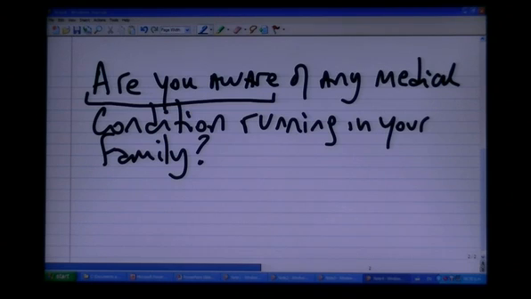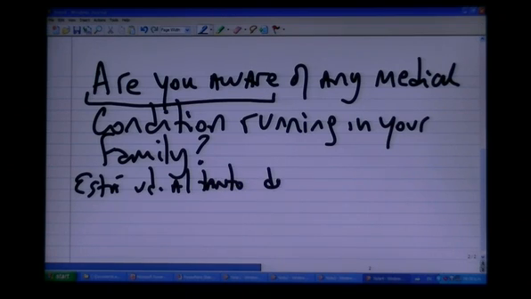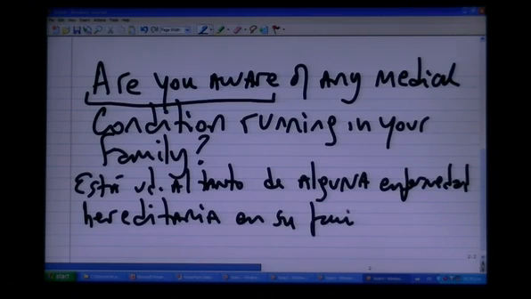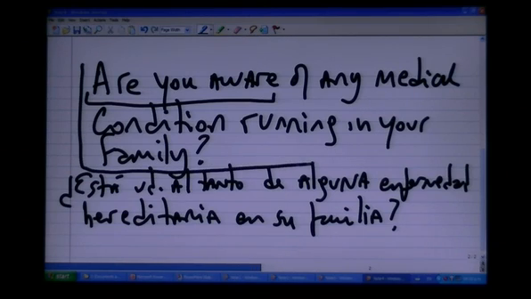Sabe really means "do you know." So if we really want to be very picky here, you will say, ¿está usted al tanto de alguna enfermedad hereditaria en su familia? That's the equivalent. And we can take this as a box now, and we can study it.